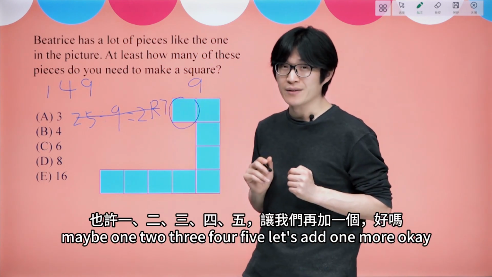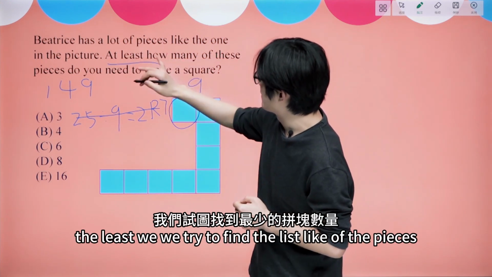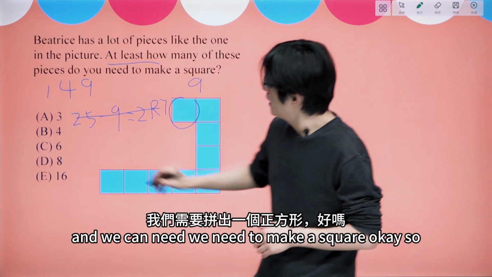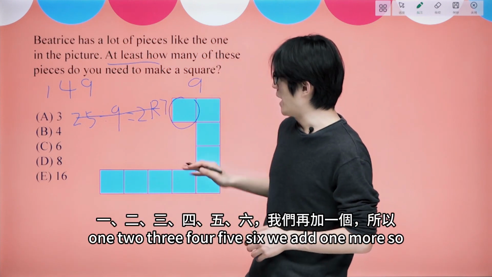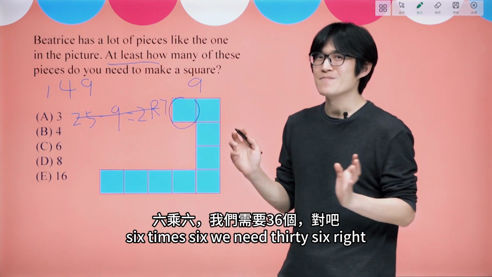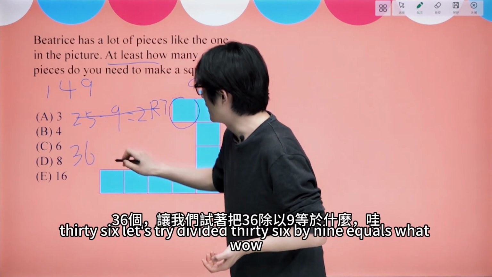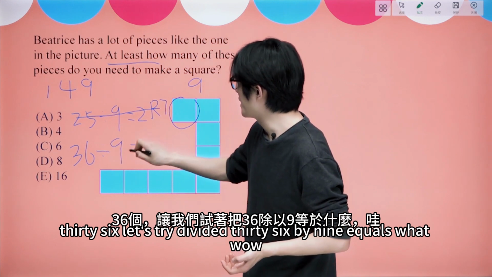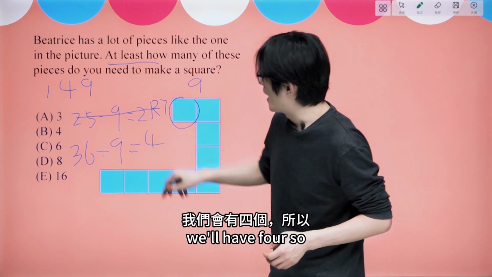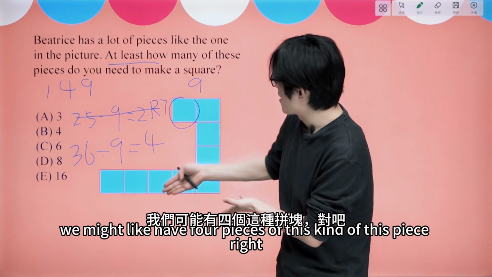Let's add one more, okay? Because we're trying to find the least number of pieces we need to make a square, okay? So 1, 2, 3, 4, 5, 6. We add one more. So 6 times 6, we need 36, right? Basically, we call it unit squares. So 36, let's try. 36 divided by 9 equals what? Wow, it will be completely divisible, right? We will have 4. So we might have 4 pieces of this kind of piece, right?